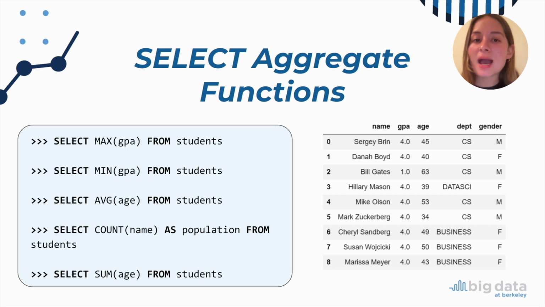Furthermore, aggregate select functions allow you to combine data stored in your columns in a statistic. SQL's aggregate functions are max, min, average, count, and sum. For example, if you wanted to learn the highest GPA among all entries in the table, you would write select max GPA from students, just like in the example.